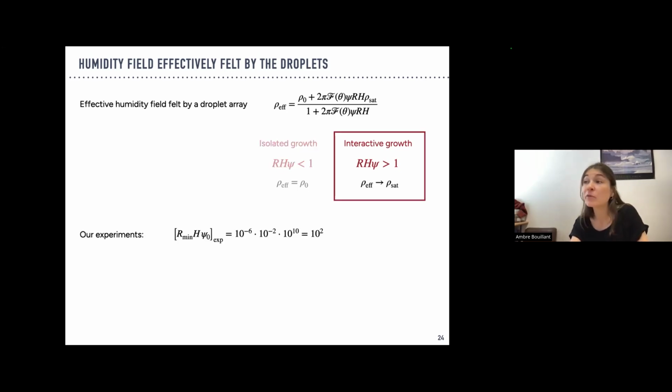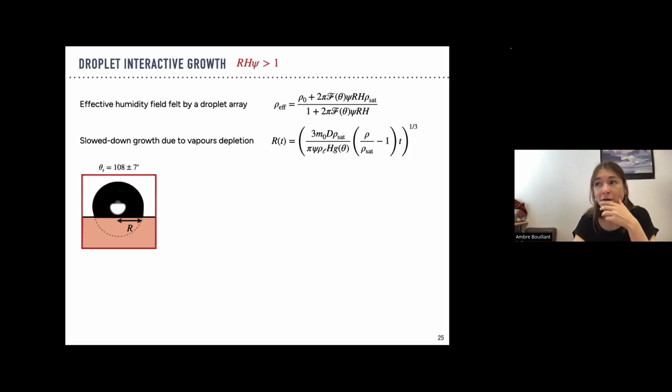So in my experiment, I can compute the value of this product, and as soon as a drop enters the visible range, so as soon as R is on the order of 1 micron, this product is already about 100. So I only probe the interactive growth region in my experiment. And this explains why the droplets grow subdiffusively with an exponent that is close to t to a third. And we can actually be more quantitative. We can plug back this value for rho effective in the mass conservation laws and show that R should scale as t divided by the number of drop density psi, to the power a third.